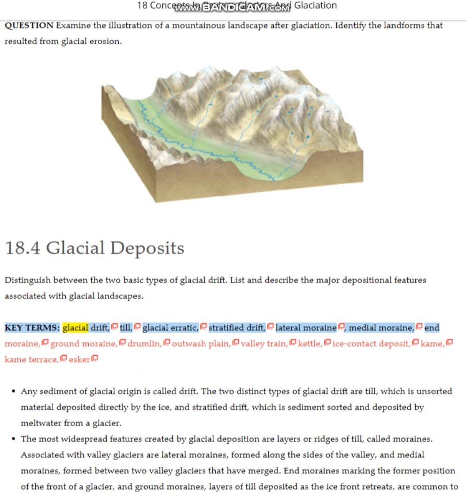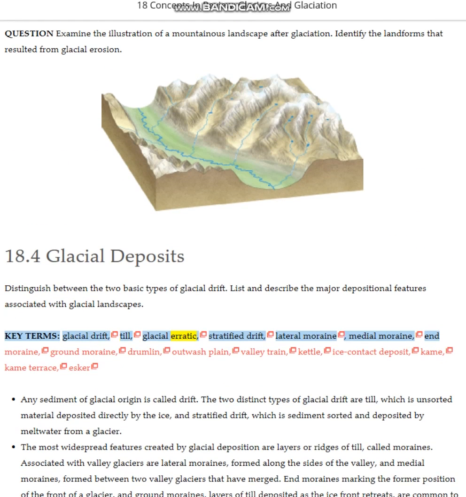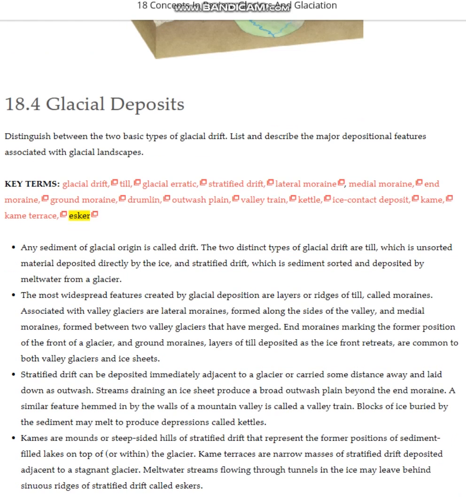Key terms: glacial drift, till, glacial erratic, stratified drift, lateral moraine, medial moraine, end moraine, ground moraine, drumlin, outwash plain, valley train, kettle, ice contact deposit, kame terrace, esker. Any sediment of glacial origin is called drift.